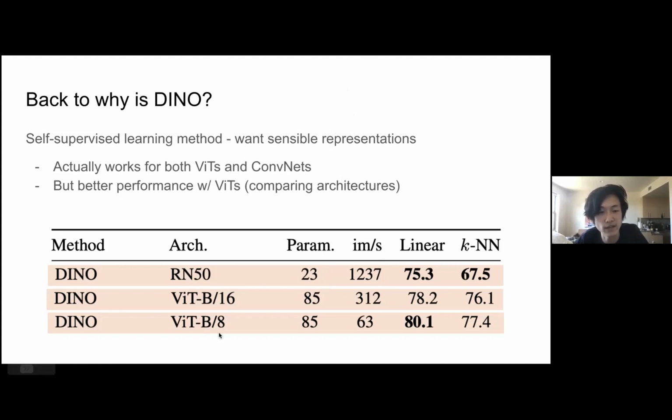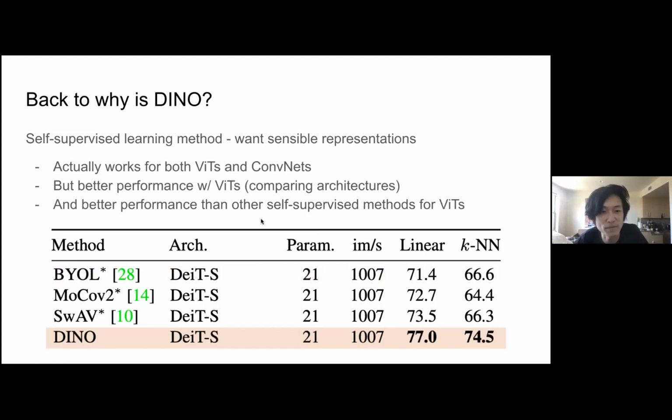And DINO with vision transformers also works better than DINO with ResNets. I think they also compare ResNets with other supervised things, but I'm not entirely sure at the moment. The other thing that they show is that with vision transformers, this is another vision transformer. I'm not exactly sure what's different about this versus the ViTs. You get better performance with DINO specifically with these versus these other approaches that you can imagine doing.